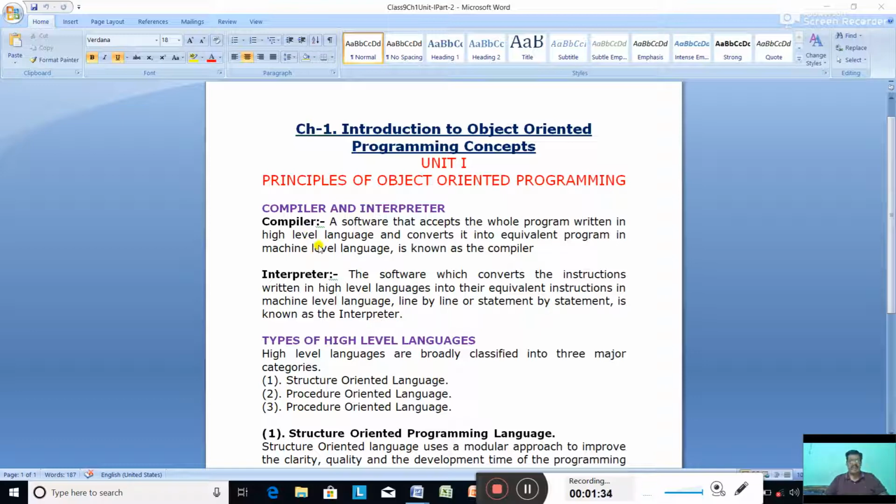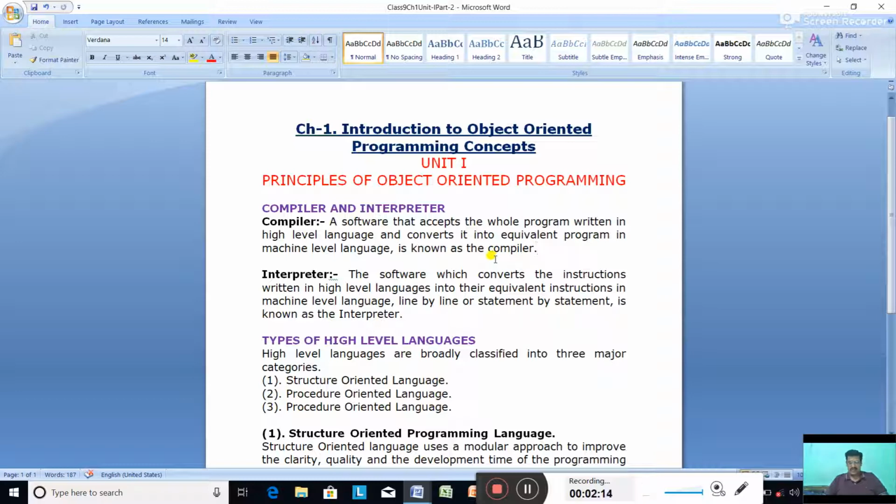So what is a compiler? A software that accepts the whole program at a time, written in high level language, that is called source program or source code, and converts it into an equivalent program in machine level language, is known as the compiler. Now, the compiler accepts the whole program at a time and converts it into machine level language if there is no error. If there are errors, it displays the list of errors at last. Okay. So this was the compiler.